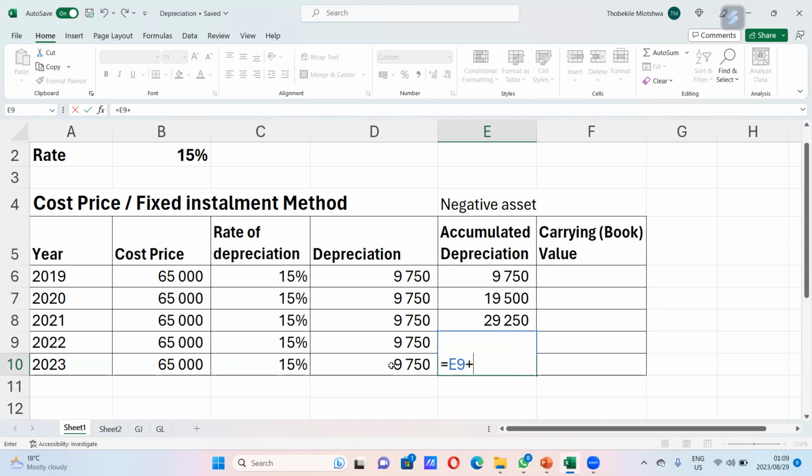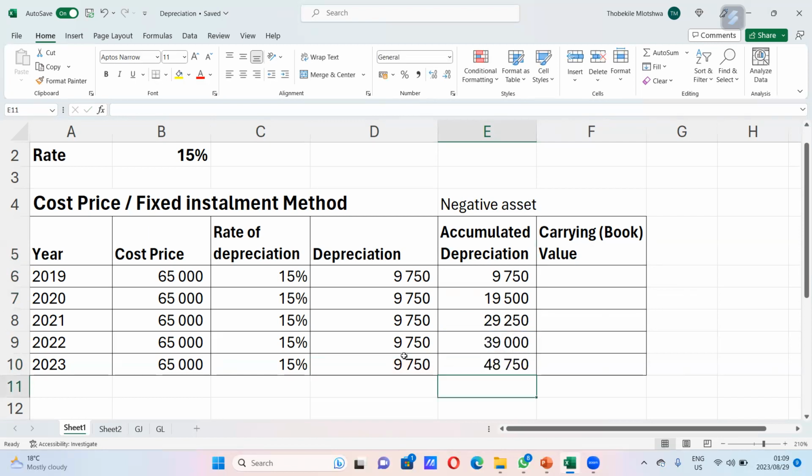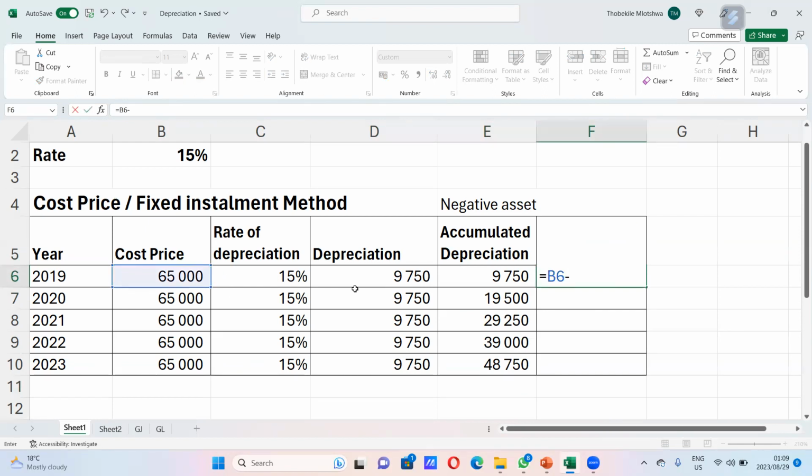So you keep going. As an accountant, you keep going with depreciation until you get to 65,000. Then you're done with depreciation. We're in 2023, so I'm going to stop here for now, but we will have 2024, 2025 until we finish this. Carrying value is the value of the equipment at the moment. So the value of the equipment will be cost price minus accumulated depreciation.